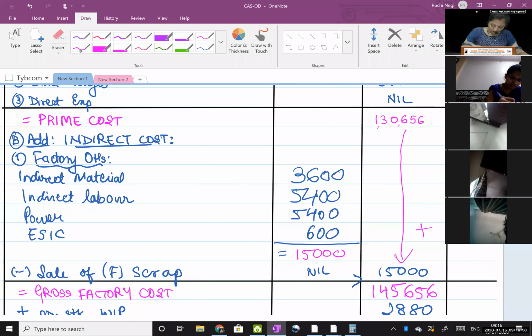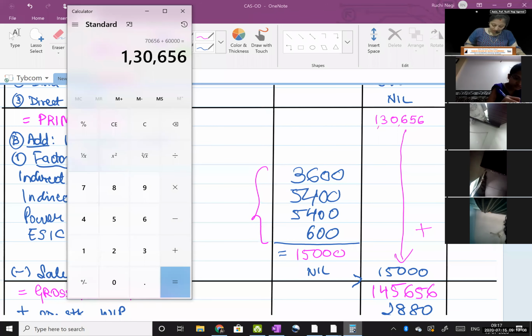And total the factory overheads. Gross factory overheads, I mean, yes. So 3,600 plus 5,400 plus again 5,400 plus 600. 15,000 is my gross factory overheads.